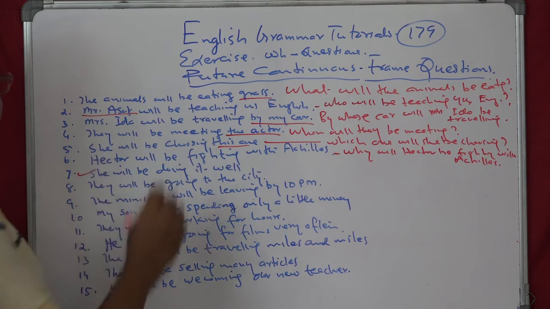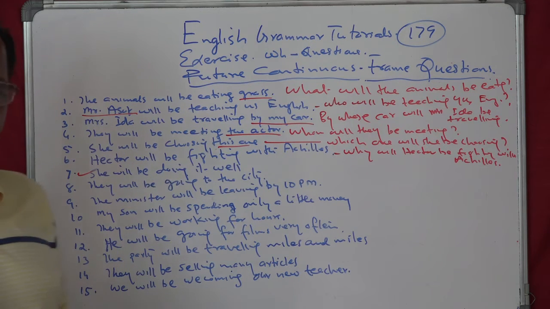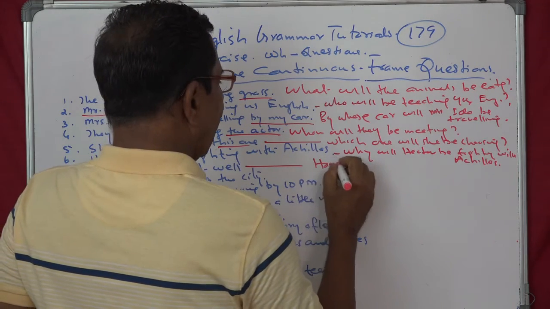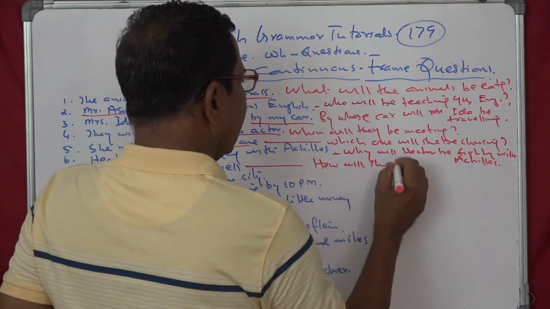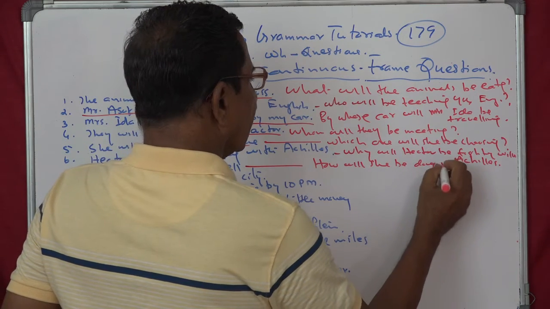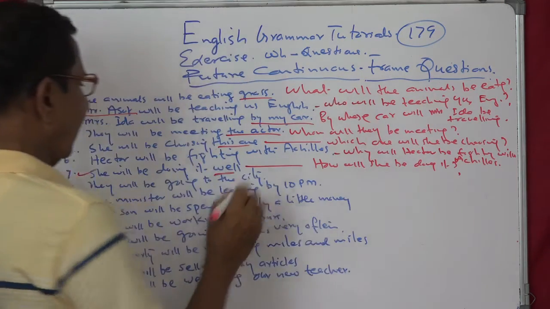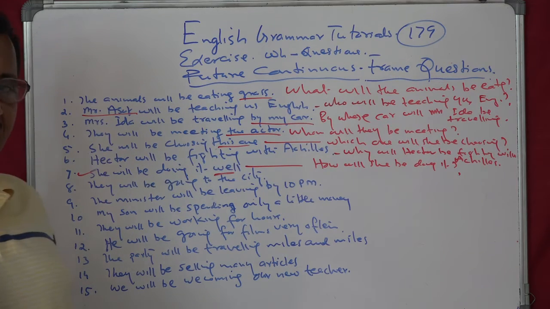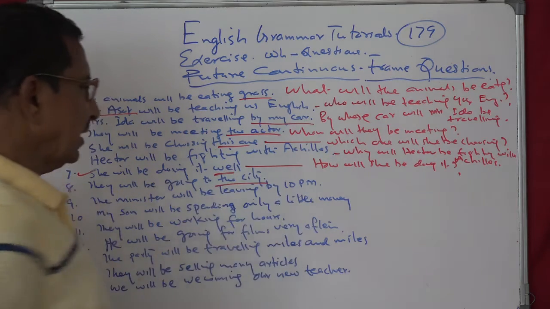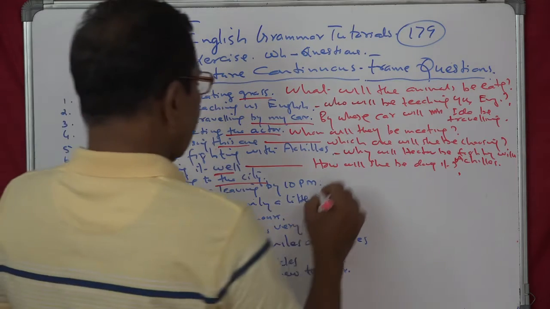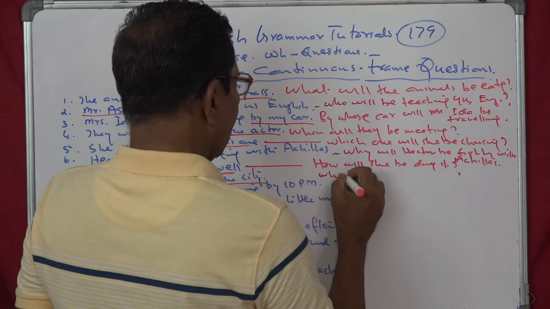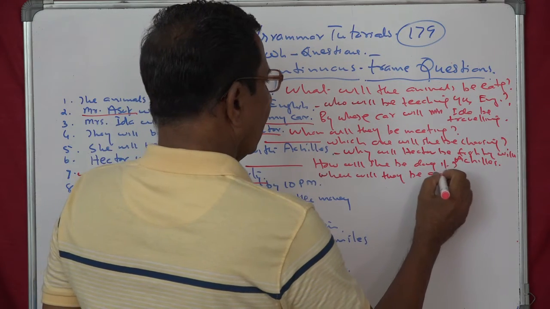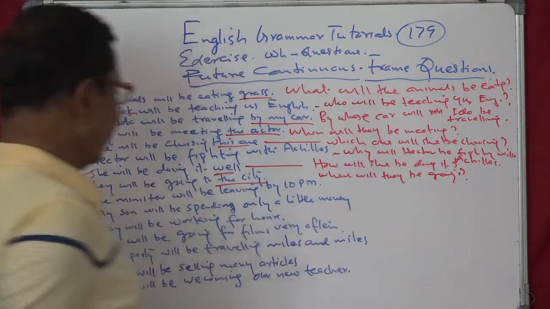Seven. She will be doing it well. How? How will she be doing it? So the answer is well. Eight. They will be going to the city. Place. You want to get this as an answer, then where? Where will they be going?